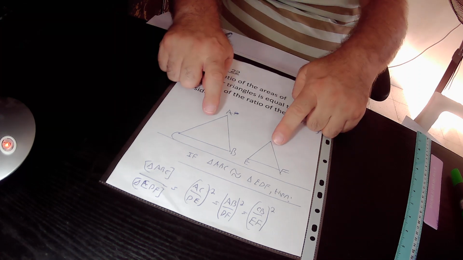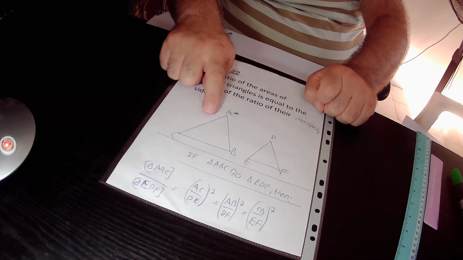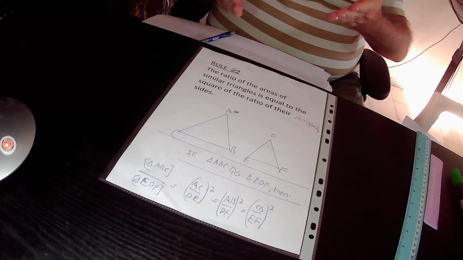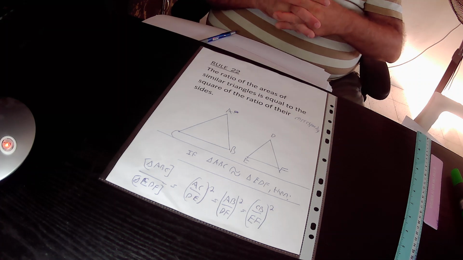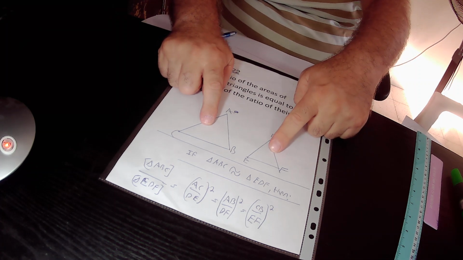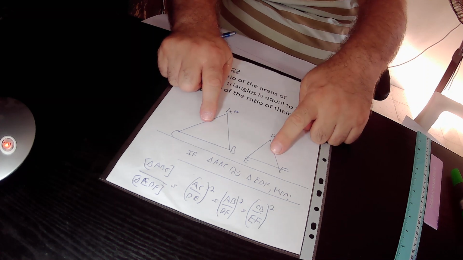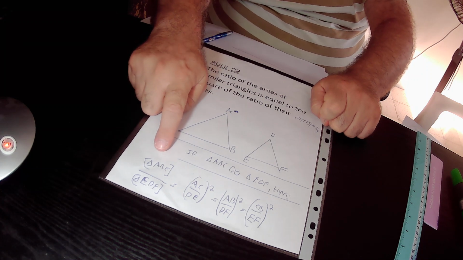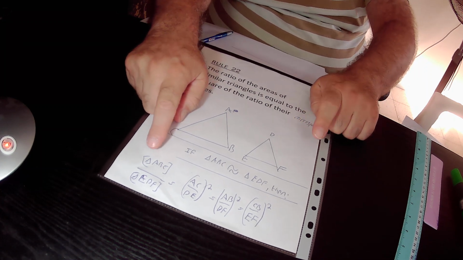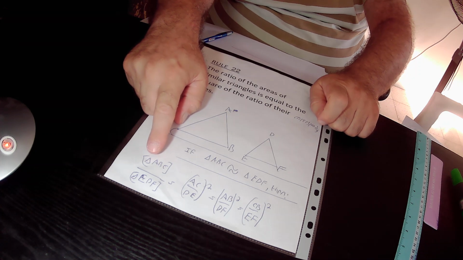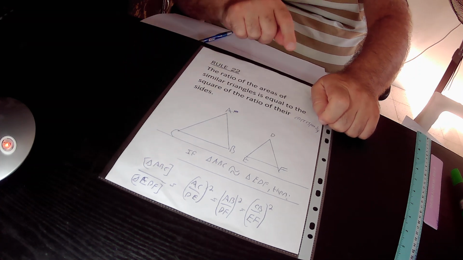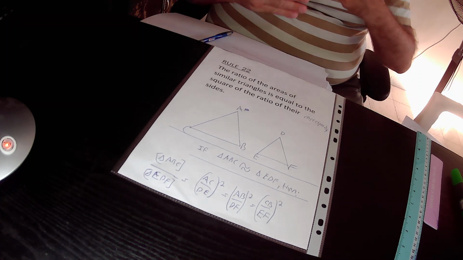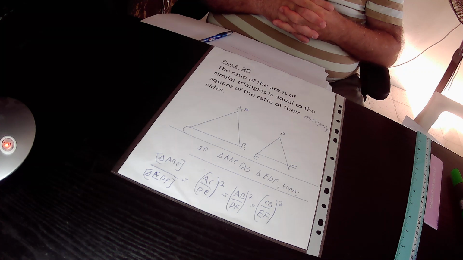So in the drawing we have two similar triangles. This is triangle ABC, which is similar to triangle DEF. According to Rule 22, what is the ratio between the areas of those two similar triangles? It's the area of triangle ABC over the area of triangle DEF. That ratio is equal to the square of the ratio of their corresponding sides.